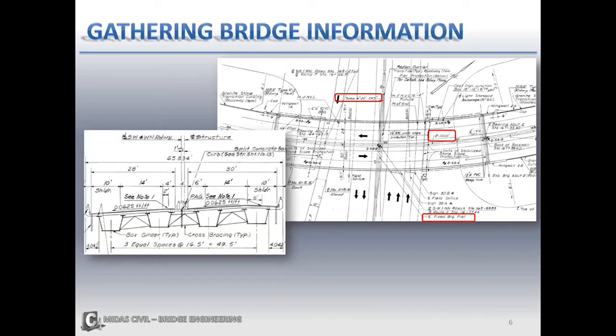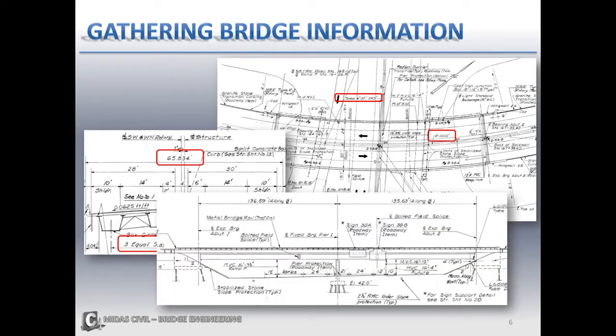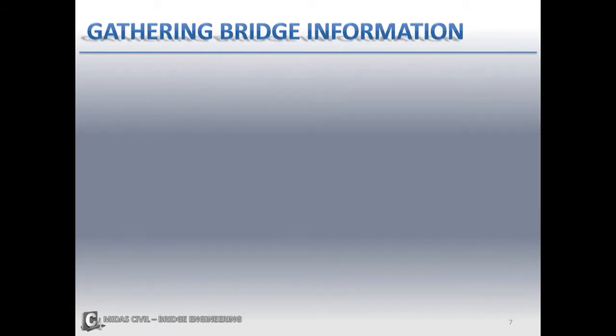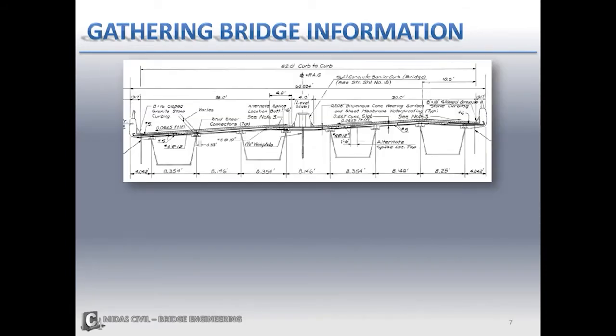From the cross-section, you're going to want to get your deck out to out as well as your curb to curb. You're also going to want to get the spacing between the girders. And from your elevation, you're going to want to get your span lengths along the baseline, which is important to note because basically your girder lengths might change based on where it is in respect to the baseline. You're also going to want to get from your cross-section the concrete slab's thickness in more detail, the distances between the girders, as they may vary, as you can see here.